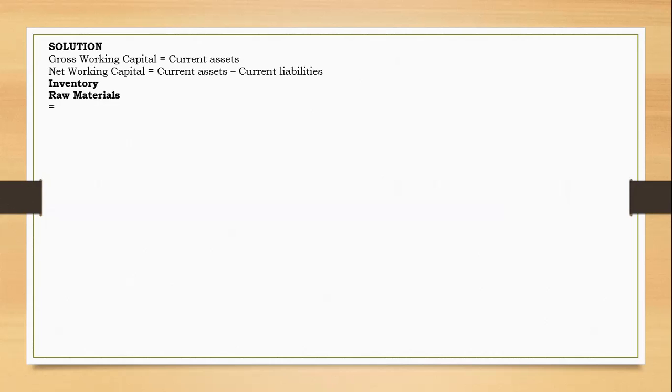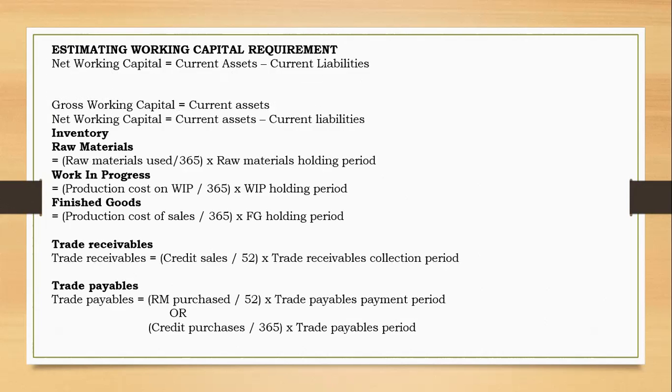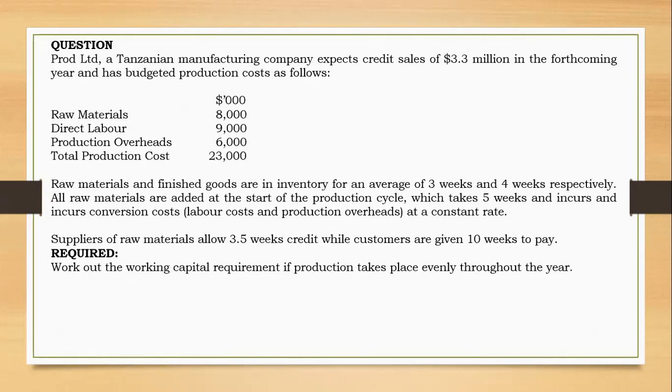To obtain raw materials, we say raw materials used over 52, because the question is given in the form of weeks, so it will be over 52 weeks, times the raw materials holding period. Now, what were the figures given? Raw material holding period: we are given that raw materials are held for an average of 3 weeks.